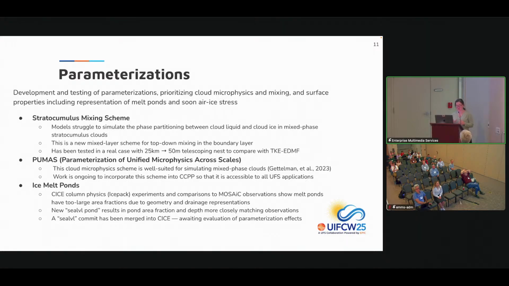And then also work on the ice melt ponds. There, some comparisons to MOSAiC observations have shown that the sea ice model isn't quite getting these melt ponds correct. And so there has been some work on improving that and trying to get that merged in, which again, there's still some work to do on evaluating some of these effects. But overall, this is just a look at the parameterizations that we can hopefully use to improve both the Arctic and then all of UFS.